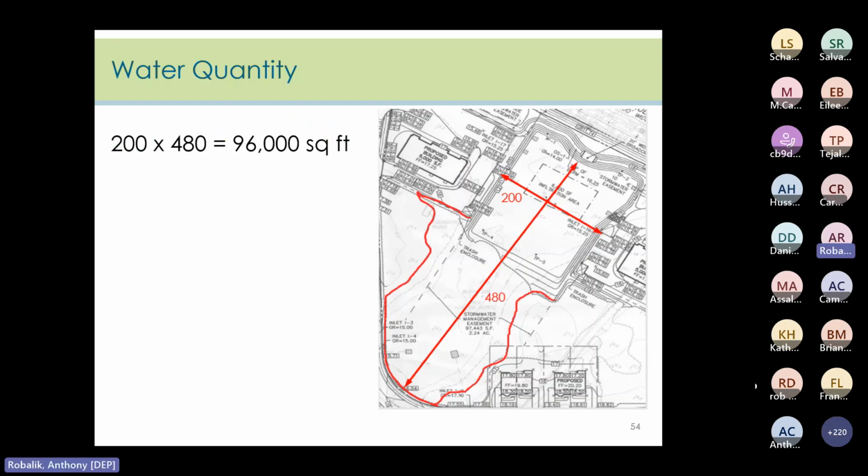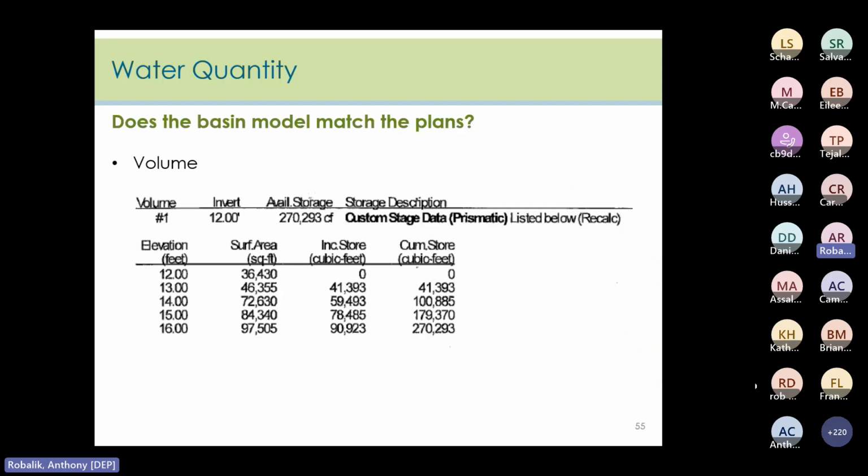Let's jump ahead to the highest one at elevation 16. Again, this is nowhere near a rectangle anymore, but roughly 480 feet by 200 feet. That comes out to 96,000 square feet. You can expect it to be a bit off, but somewhere in that vicinity.